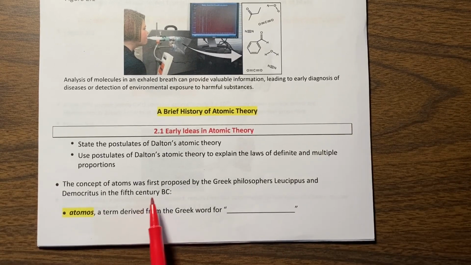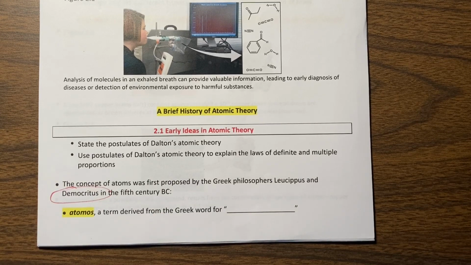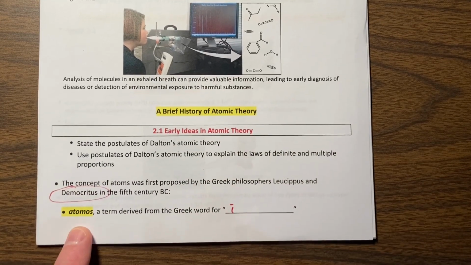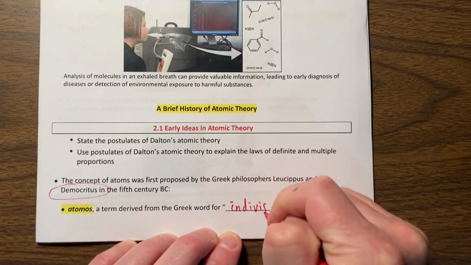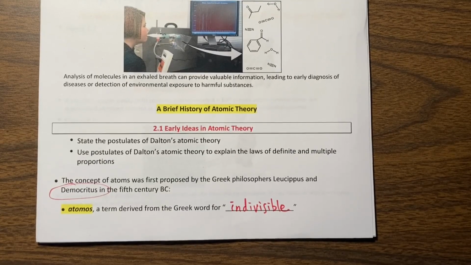The concept of atoms was first proposed by Greek philosophers about 2,500 years ago. Democritus was the one that really was ahead of his time. Philosophers like him and others proposed the existence of atoms long before they had the technology. The word atom comes from the Greek word for indivisible; they proposed that matter was indivisible.